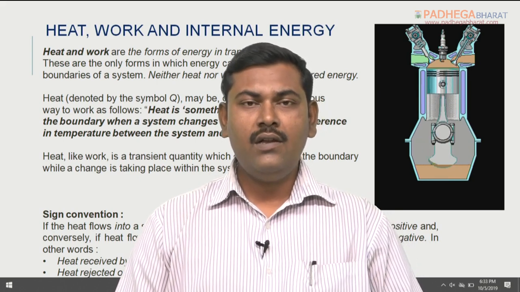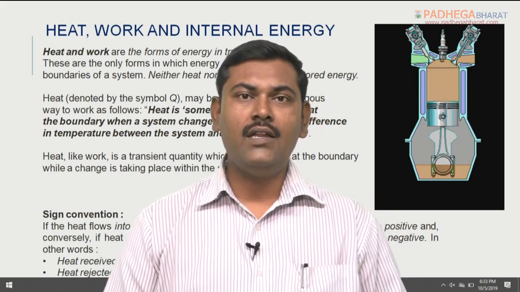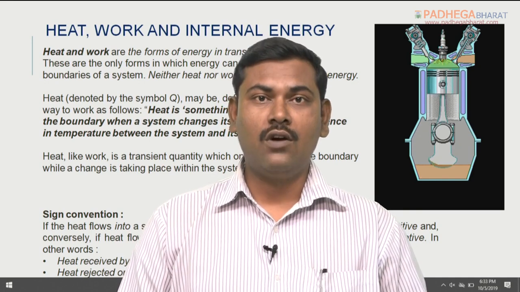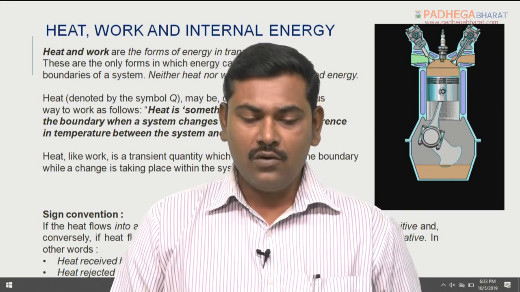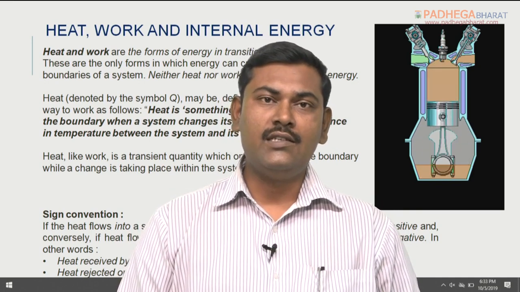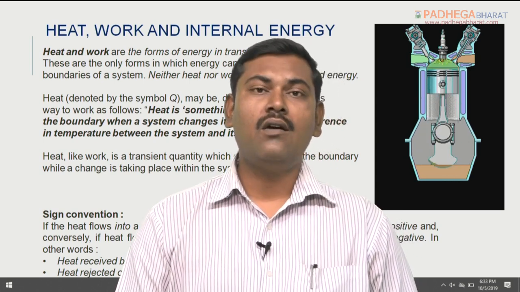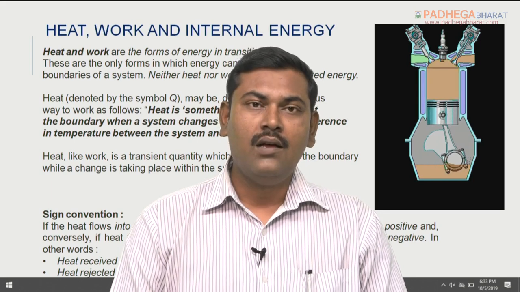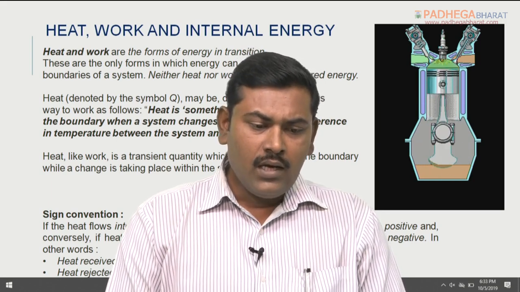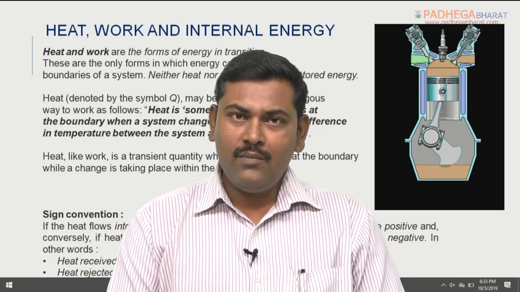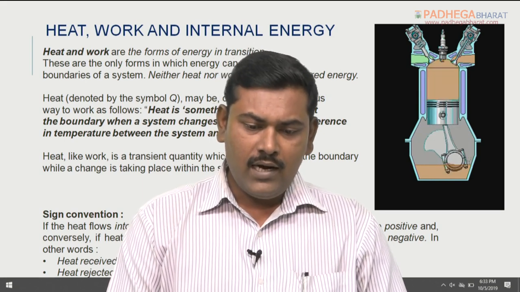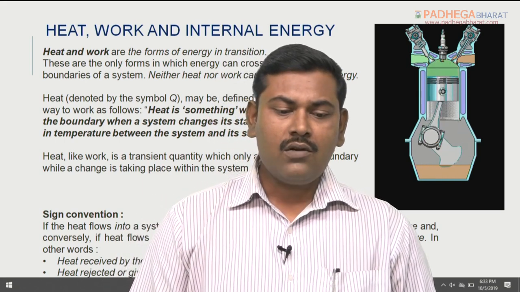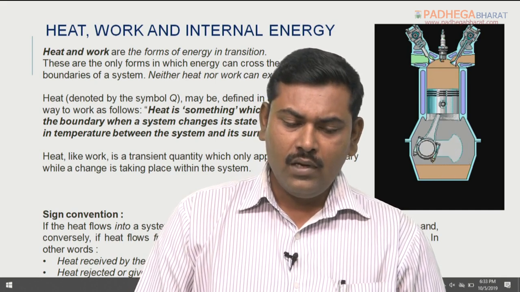Similarly, heat will also be seen only when it transfers from an object which is hotter to an object which is cooler. So both these energies are dependent on path, and hence they are also called path functions. Now heat is denoted by capital letter Q, and this can be defined in a way analogous to work. How?